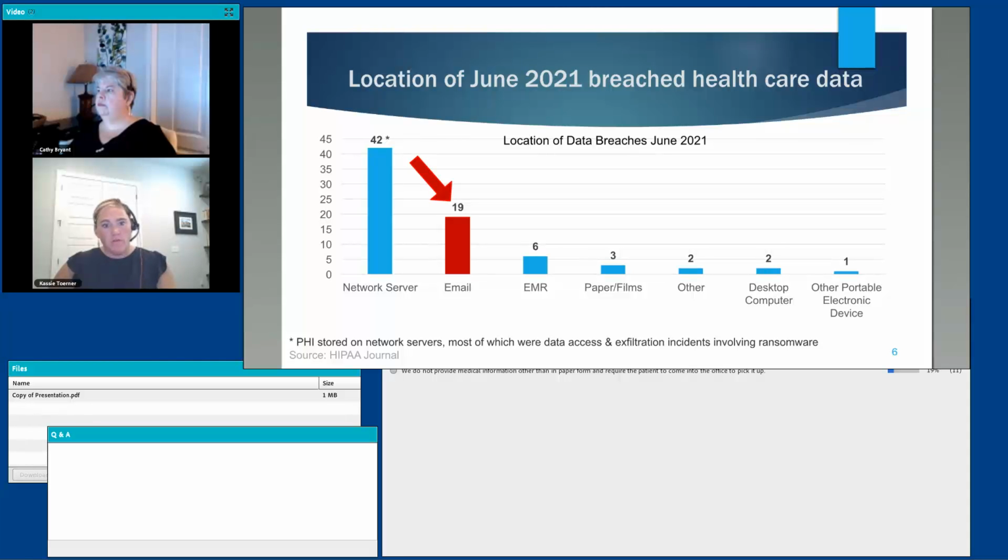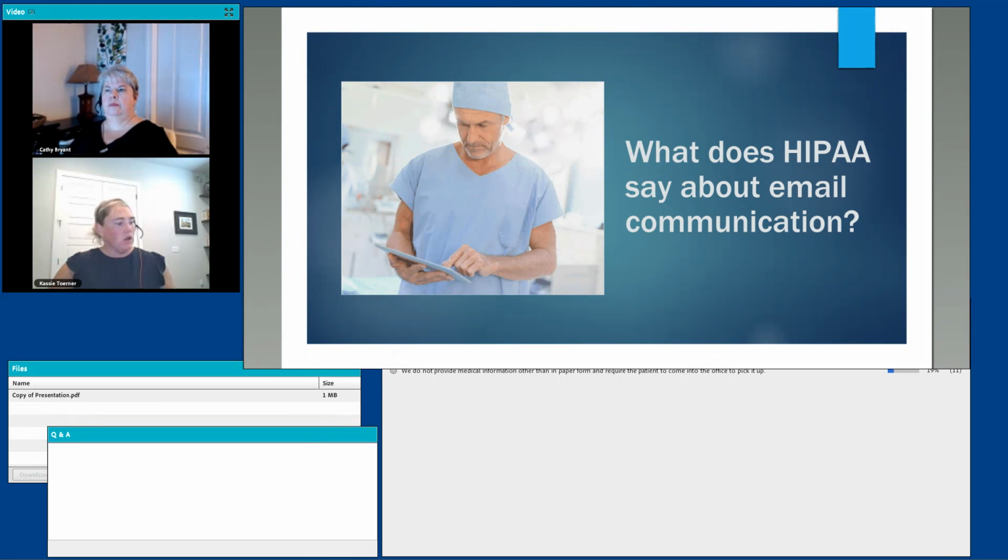So of the 42 that you see there for network server, and the 19 that I mentioned for email, a lot of those were around phishing incidents, so we'll talk a little more about phishing as we go through the program. Also keep in mind that sometimes, even though it's identified as a network server, that attack could have been a phishing attack as well, one that put ransomware on a server. Again, we'll talk about that in more detail as we go along.